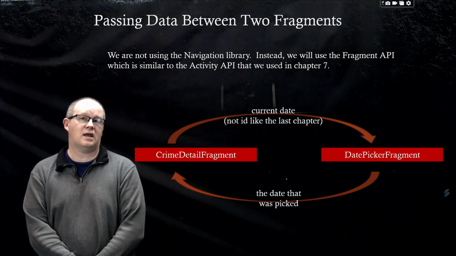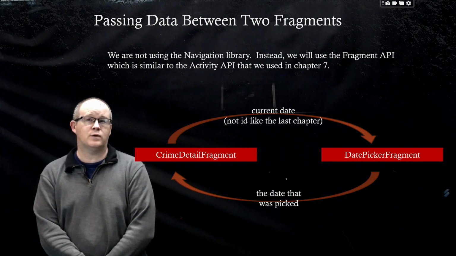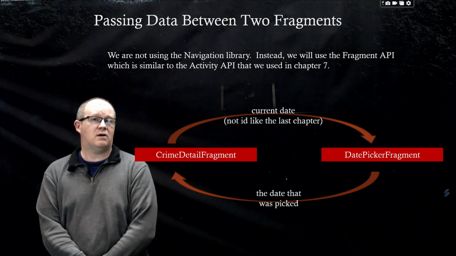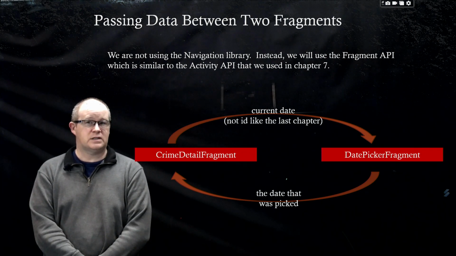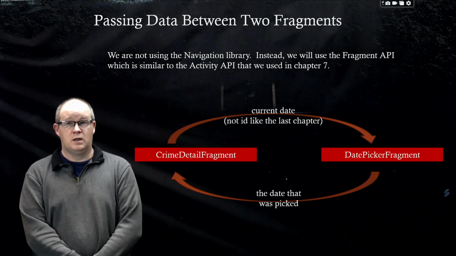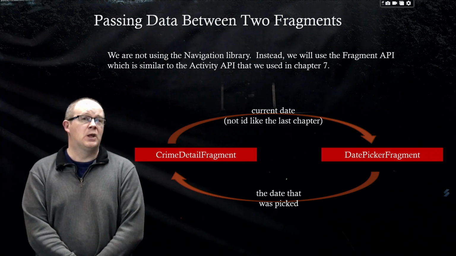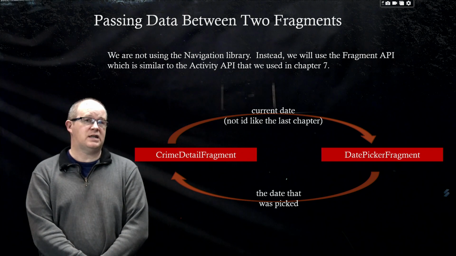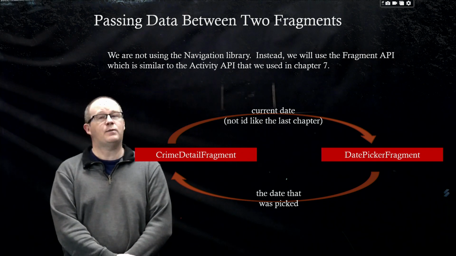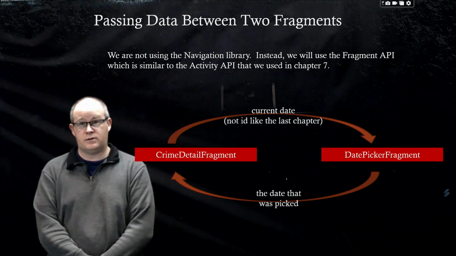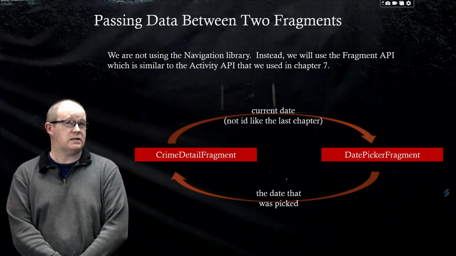We're in the second and final video of Chapter 14. In the previous video, I displayed 3 objectives and said I was going to cover the first 2. In fact, I covered all 3. What's left to do in this video is to get the crime detail fragment and date picker fragment to communicate with each other so we can update our date.